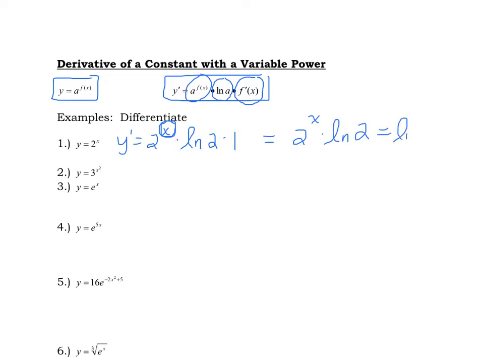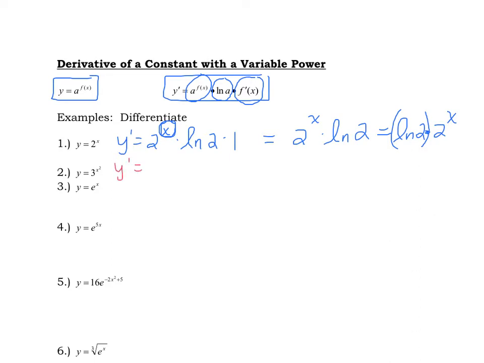Sometimes you'll see it written as the natural log of 2 times 2 to the x. Either way, maybe we'll put parentheses around this. Either way, there really isn't much of anything you could do to simplify this. Alright, our next example, example 2.